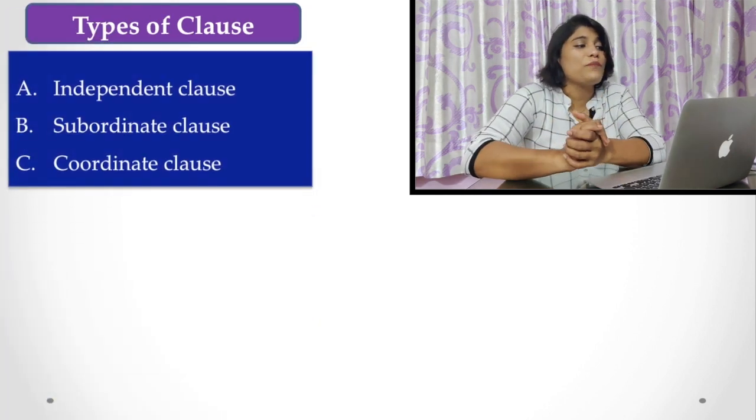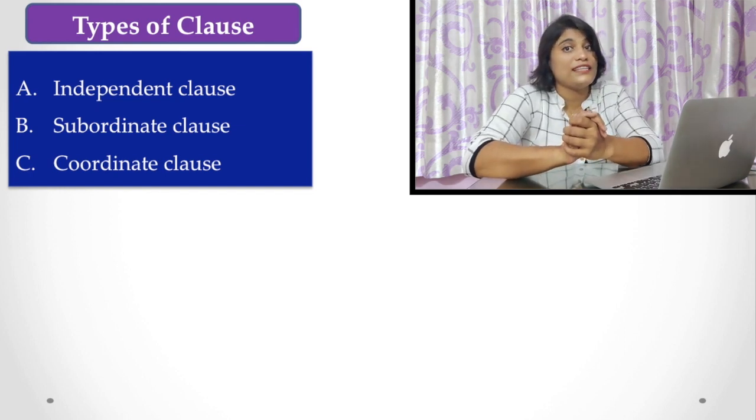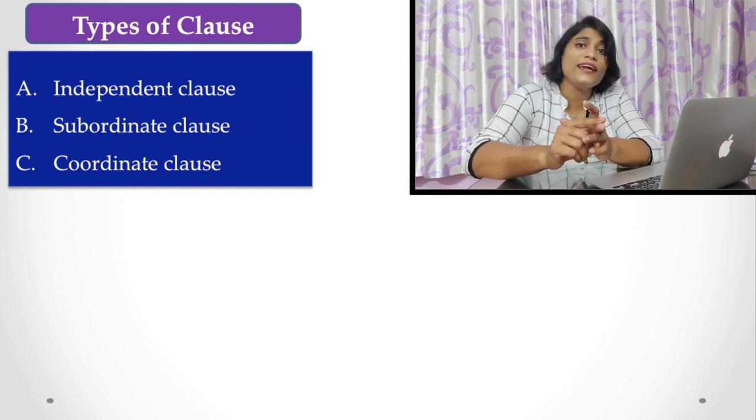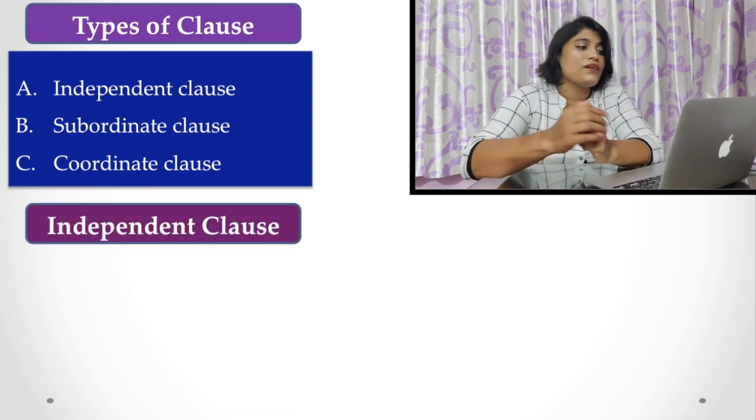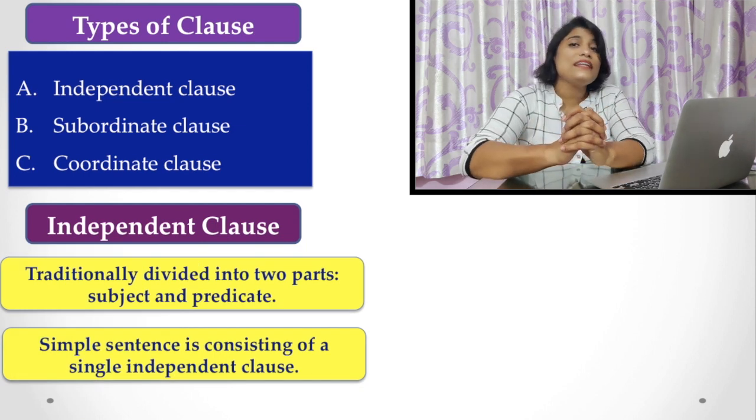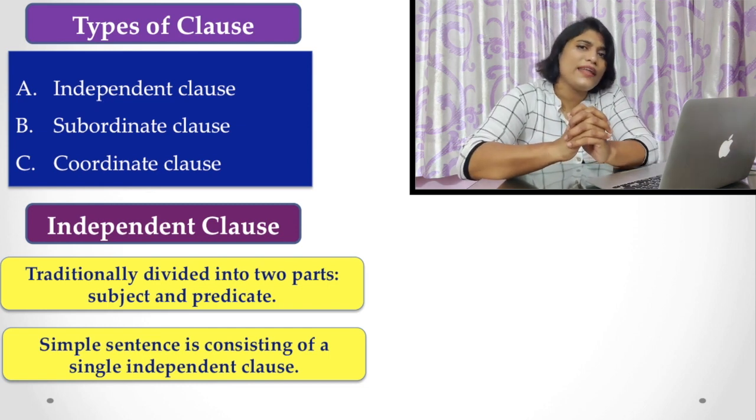Now, types of clause. What are the types then? We can categorize clauses into 3 broad categories, that is independent clause, subordinate clause and coordinating clause. What is that? When we are talking about independent clause, that means independent clause is traditionally divided into two parts, subject part and predicate part. That is, subject and predicate are very common for an independent clause.